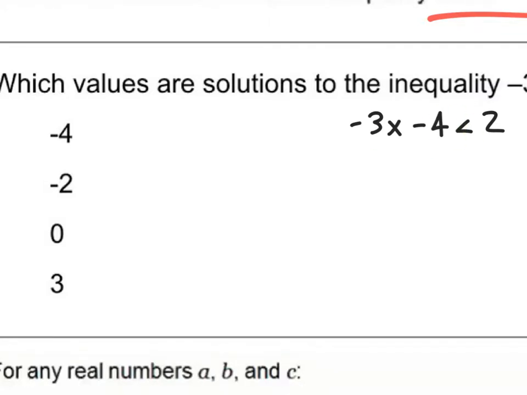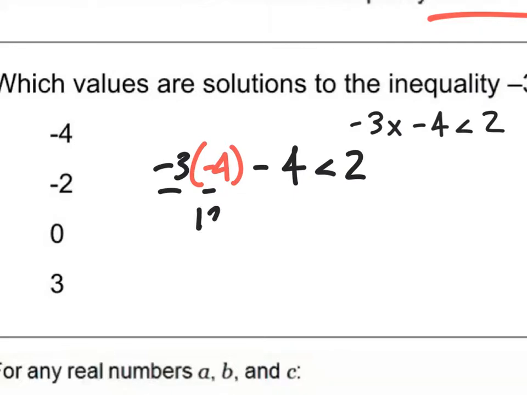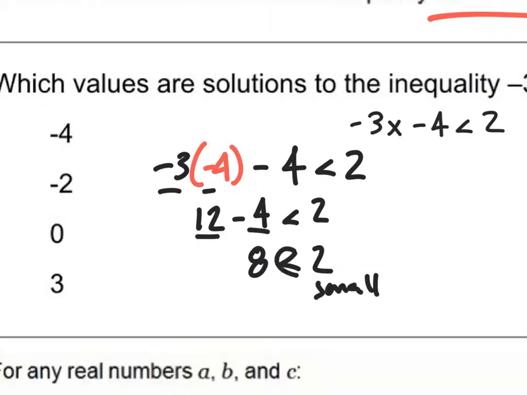So let me go ahead and plug in negative 4. So I've got negative 3 times negative 4, minus 4. Is that less than 2? If I evaluate this, negative 3 times negative 4 gives me positive 12. Minus 4, is that less than 2? No. 12 minus 4 is going to give me 8. Is 8 less than 2? No, 2 is smaller. So that is false. Negative 4 doesn't work.